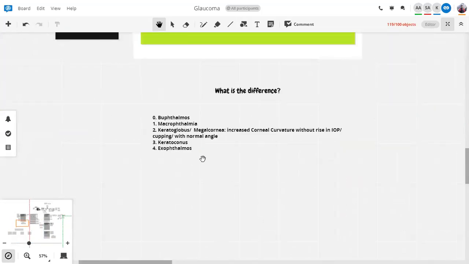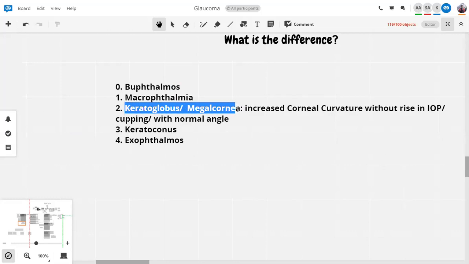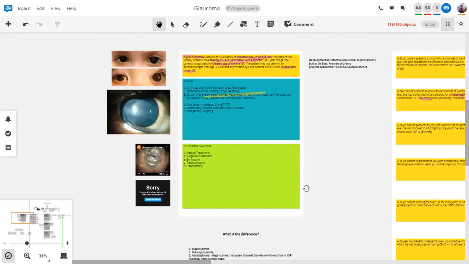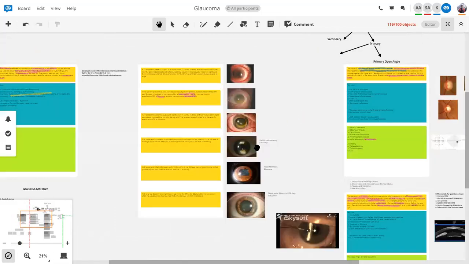These are somewhat similar-meaning terms, but you have to differentiate them, especially between ophthalmos and keratoglobus or megalocornea. One is a congenital, one is a degenerative condition. Even if you don't know that, remember that raised IOP causes cupping, and there's an abnormal angle in ophthalmos. These changes are not present in keratoglobus and megalocornea. So this was congenital infantile glaucoma. With this, we've finished with glaucomas.